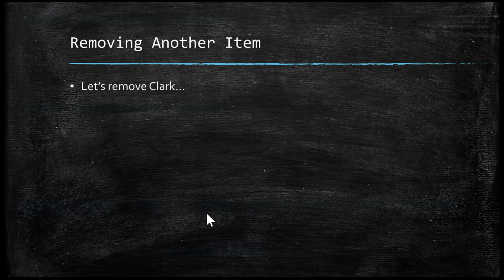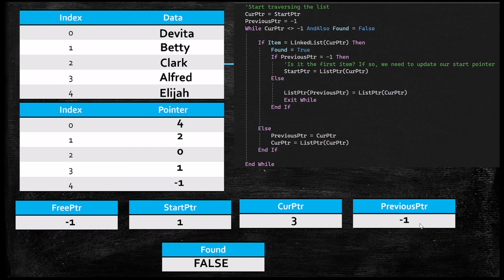Let's go ahead and remove Clark. Now, when we remove Clark, remember Alfred has already been removed, so our start pointer is going to be pointing to Betty, but we're going to be removing Clark this time. So we set up that current pointer to our start pointer. I take that start pointer of 1 and I slide that value right in the current pointer, and then I make sure previous pointer is equal to -1, and it is.